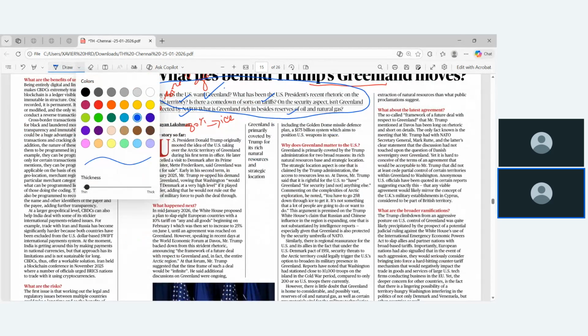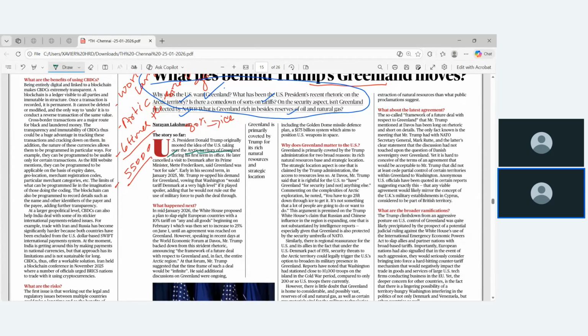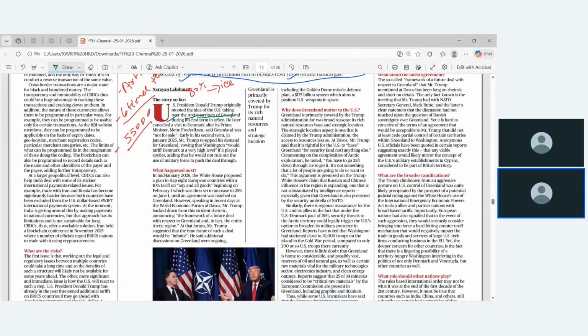In the first paragraph, as I said in the beginning, it is the Arctic territory of Greenland. During his first presidency, he had the idea of taking Greenland under his control. Later, he cancelled a visit to Denmark. This is during the first term. Then in mid 2026, the White House proposed a plan: to slap eight European countries with a 10% tariff on any and all goods beginning on February 1, which was then set to increase to 28% on June 1 until an agreement was reached on Greenland.